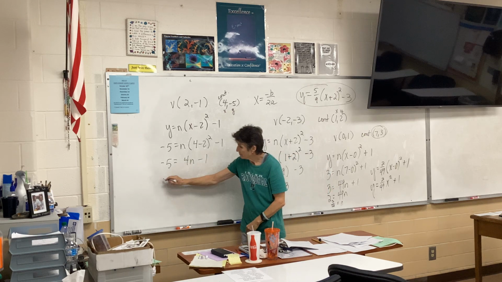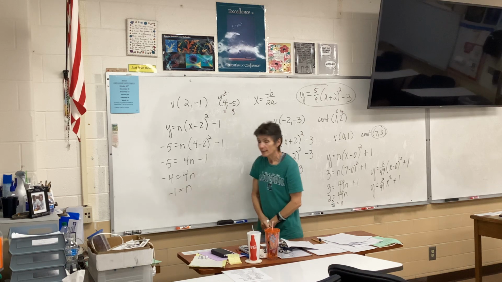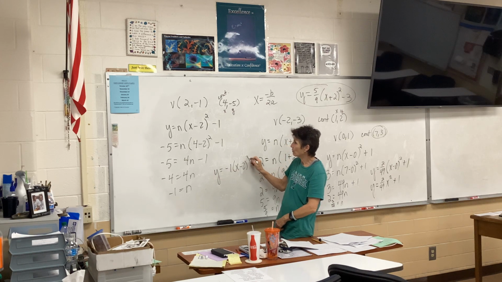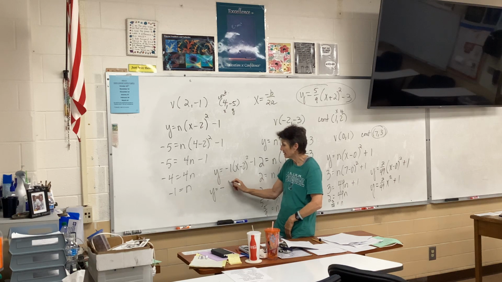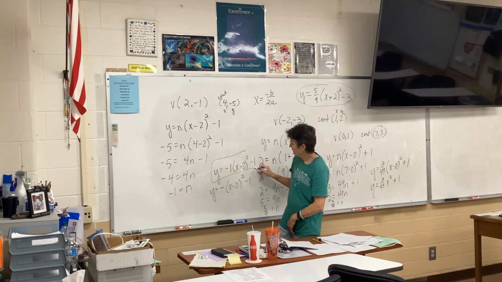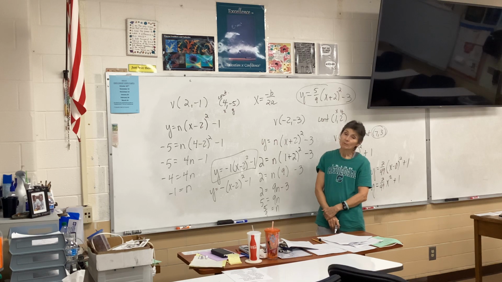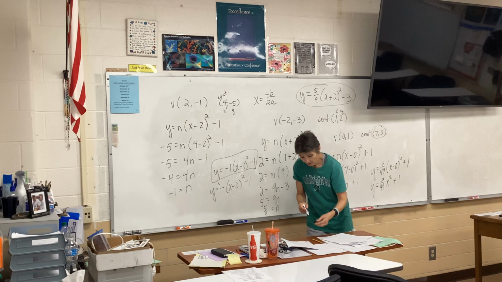So I'll add 1. Oh, this one came out nice. I got -1. So my answer is y equals -1 x minus 2 squared minus 1. Or you probably wouldn't, but you could, right? Just negative x minus 2 squared minus 1. So this parabola, if I were graphing it, which I'm not, but if I were, that parabola opens down. All right, that's it.